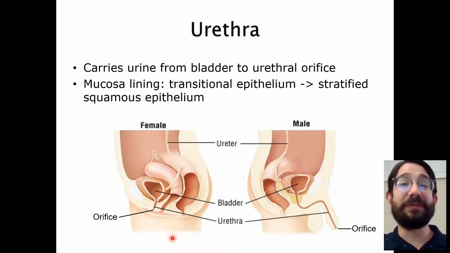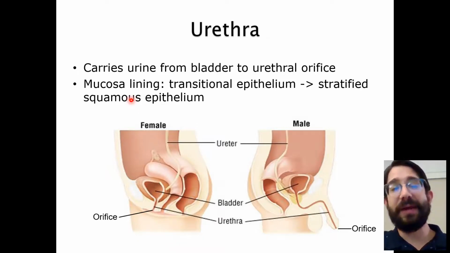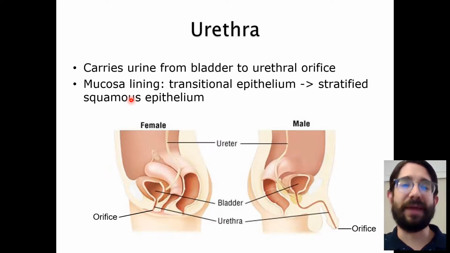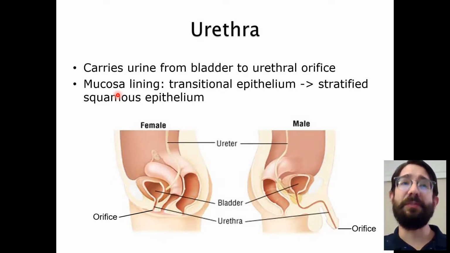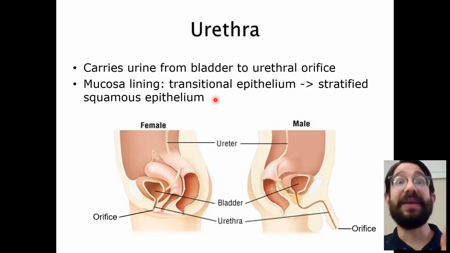Finally, we've reached the urethra. This is just a tube that will carry the urine from the bladder to the outside world, or more specifically to the urethral orifice. There's a mucosa lining of transitional epithelium at the superior end of this tube, but by the time you get to the urethral orifice, you really got to have stratified squamous epithelium, because that's the classic tissue that we find lining a lot of our mucous membranes to help keep out bacteria and viruses and debris and things like that.